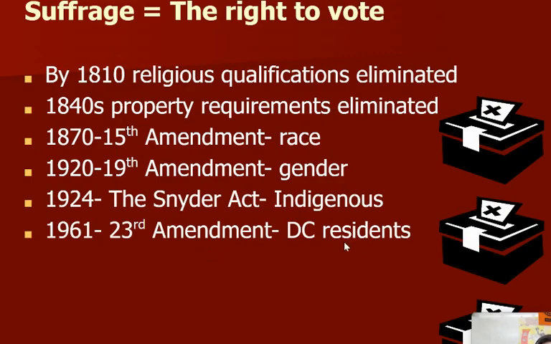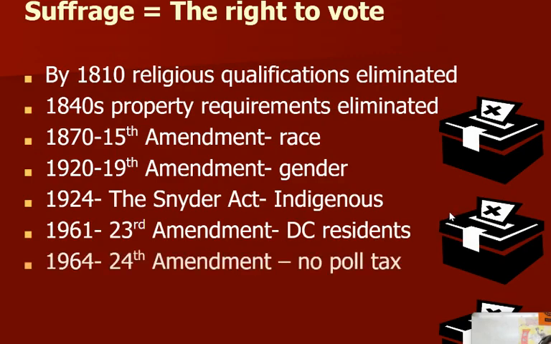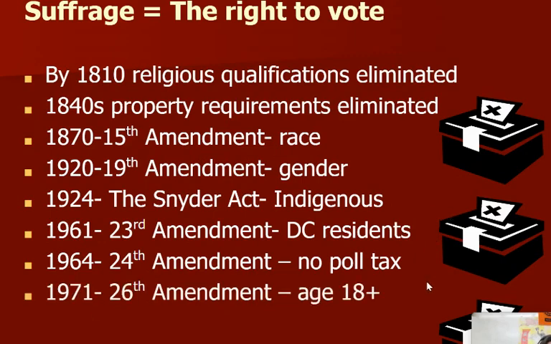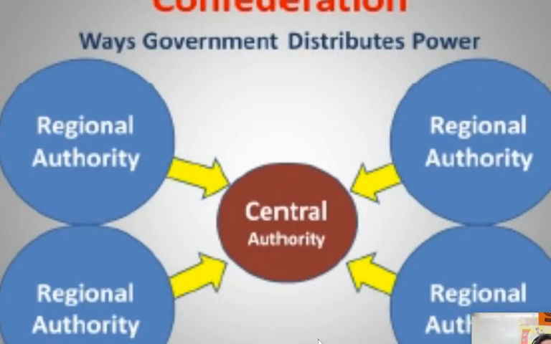Then you had DC residents that are represented in the Electoral College. You eliminated poll taxes and literacy tests, and of course, 18 years and up. So this is an example of gradually over time, you're seeing a country that is freer and freer and freer and more representative of the people. That is the great democratic experiment.